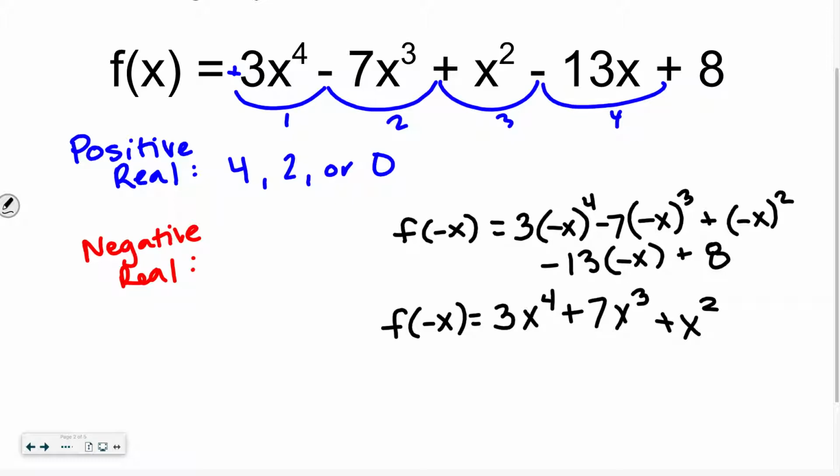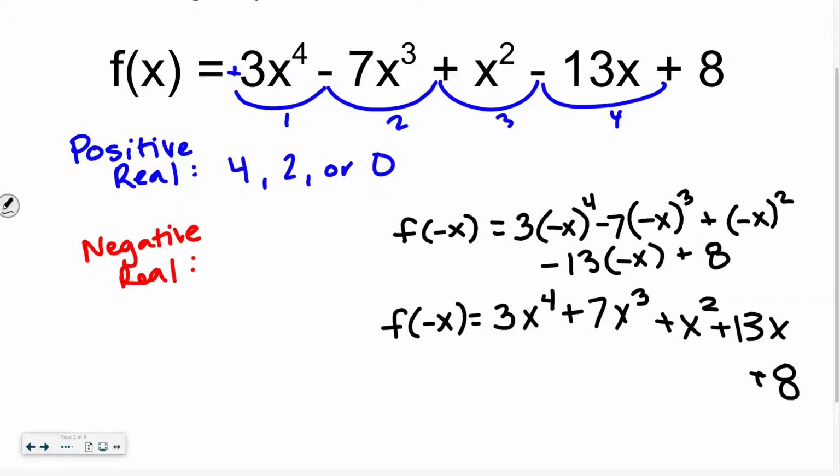So this one turned into plus 7x cubed. What happens to negative 13 times negative x? It's plus 13x. And that's different than what it was in the original, right? What will happen to plus 8? It's going to stay the same.